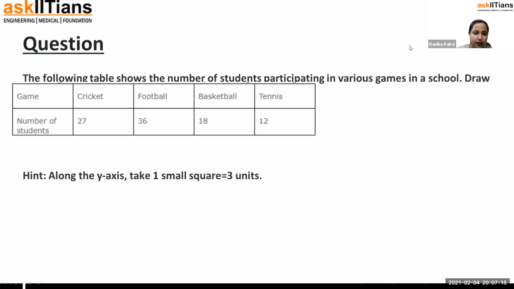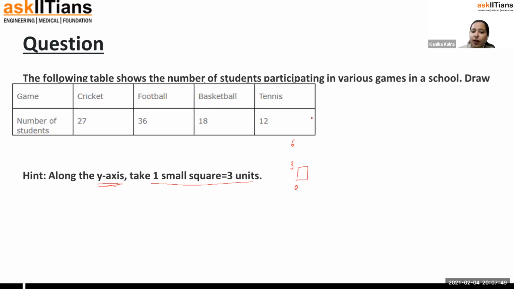Let's move further. Let's look at the example question. The following table shows the number of students participating in various games in a school. So you have to draw a bar graph for the same. In this case, they have taken the scale as one small square equals 3 units. One small square means you have to take one square equivalent to 3 units. Starting from 0, the next value would be 3, the next value would be 6, and so on. You have to take it along the y-axis.